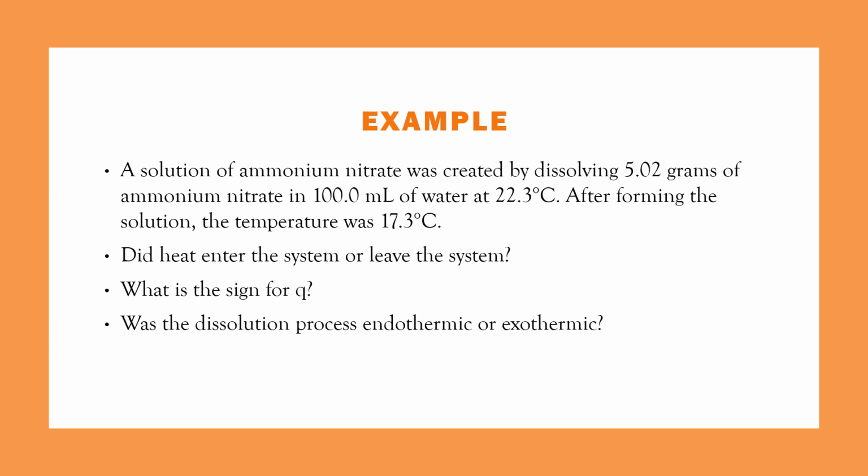Let's look at this next example. A solution of ammonium nitrate was created by dissolving 5.02 grams of ammonium nitrate in 100 milliliters of water at 22.3 degrees Celsius. After forming the solution, the temperature was 17.3. Did heat enter the system or leave the system? So heat entered the system. Because the water was 22.3 degrees Celsius, now the water was 17.3 degrees Celsius, the energy was leaving the water and going into the system. So Q must be positive for that process, which makes it endothermic.